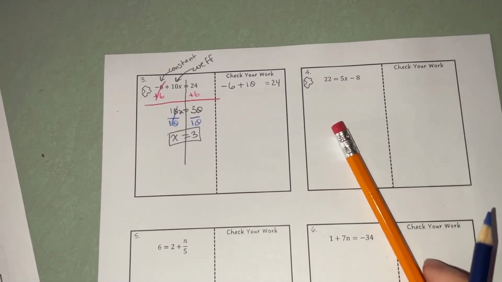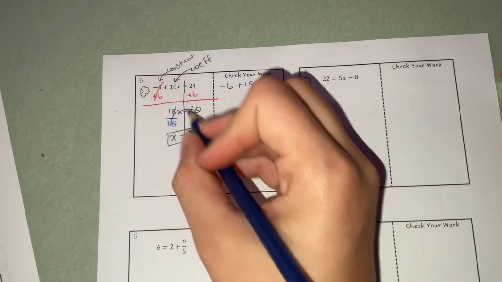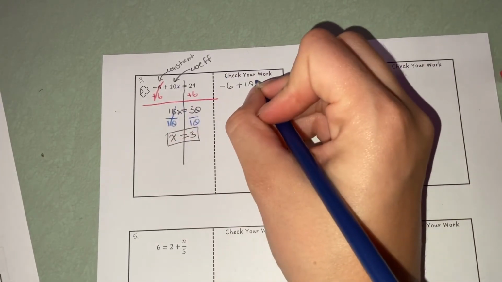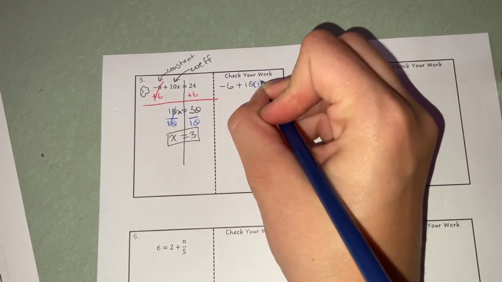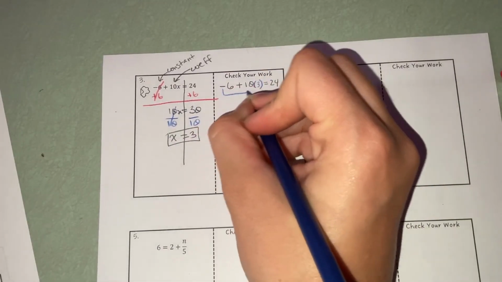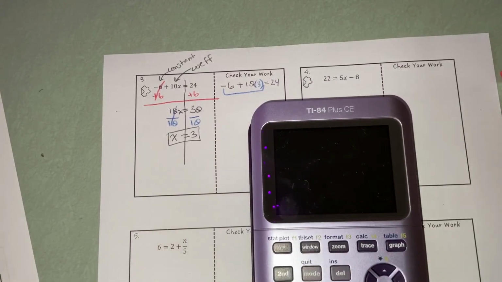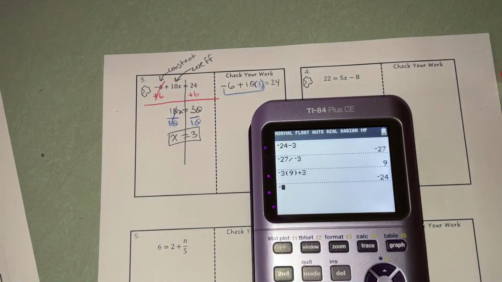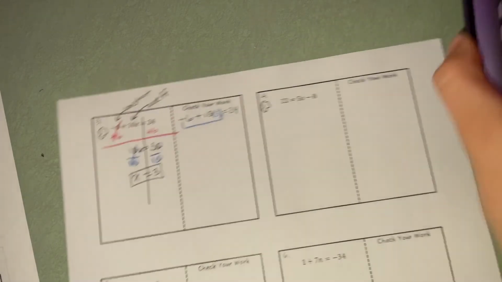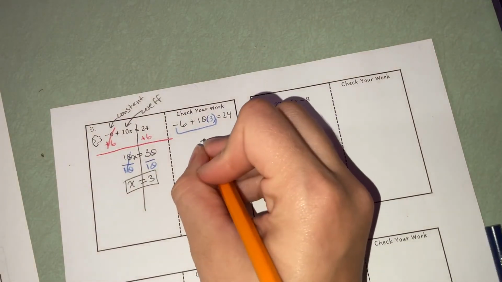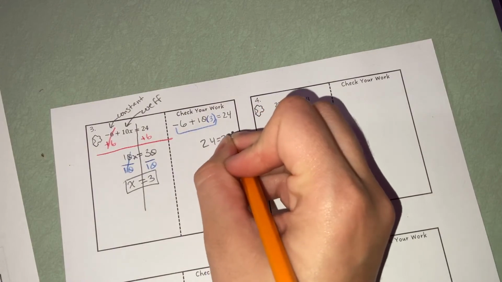Then all I have to do is replace my x with the 3. And again, since 10x means multiplication, I have to multiply that 3. Plug this exactly into my calculator. So negative 6 plus 10, and I get 24. So I'm left with 24 equals 24, and we're golden.